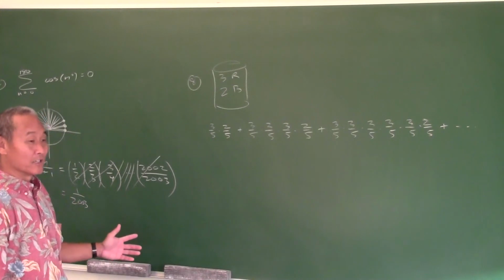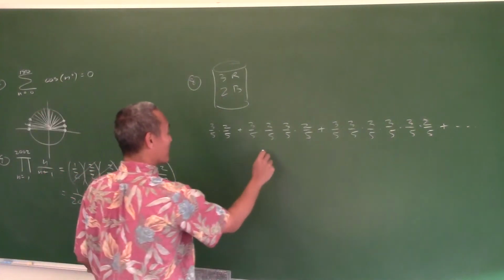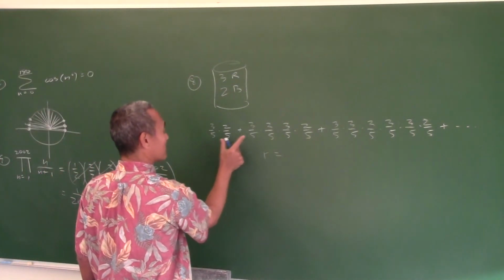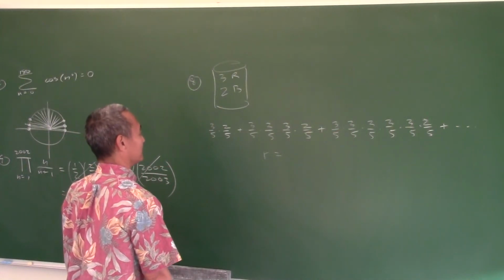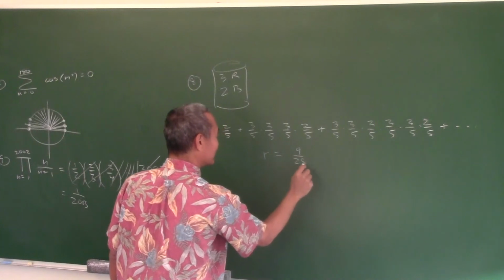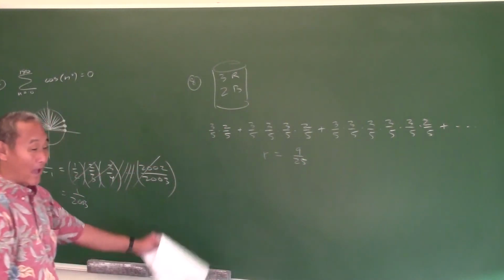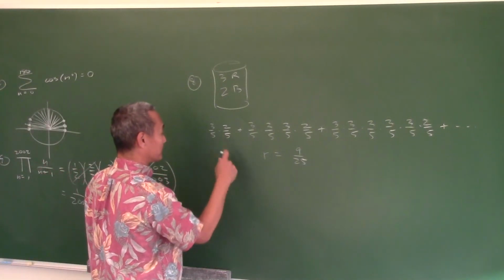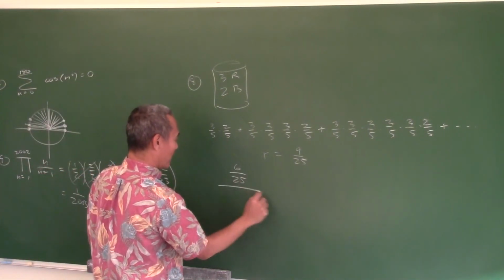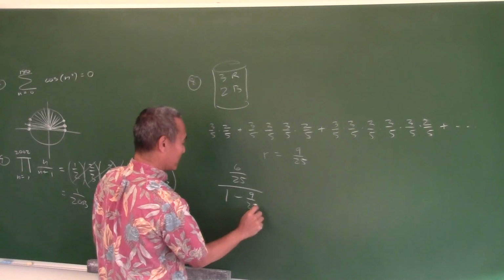Well, it's an infinite geometric series. What's the common ratio here? What do I need to multiply this by to get that and then that and then that? That's right, 9/25. That's the common ratio, and the absolute value of that is less than 1, so we can use the formula. First term, all over 1 minus r. There you go. That's how you add.